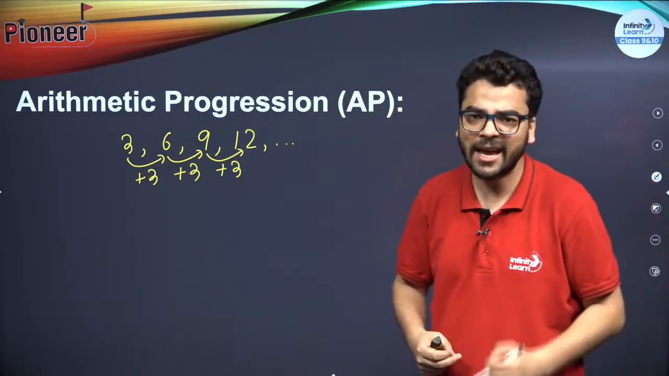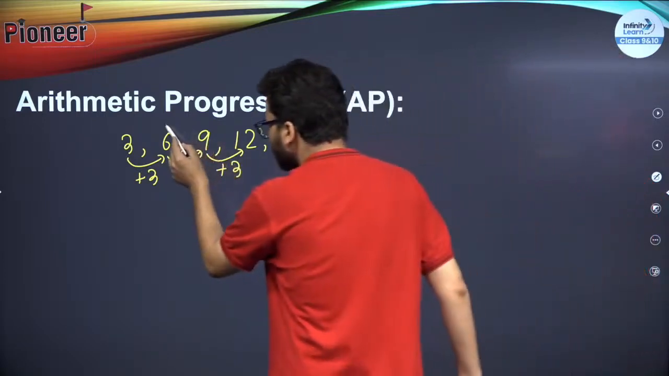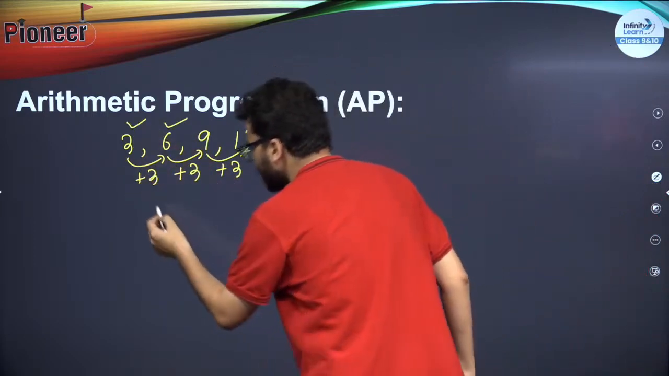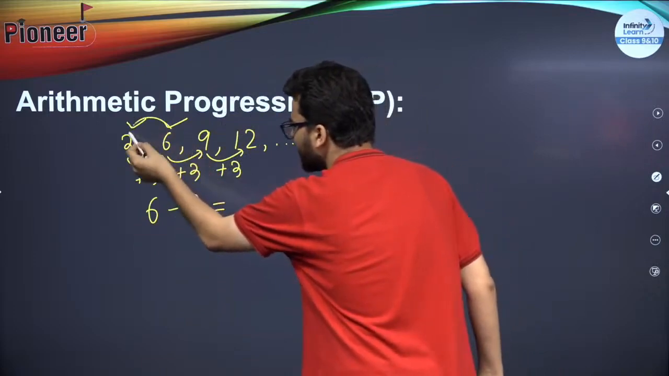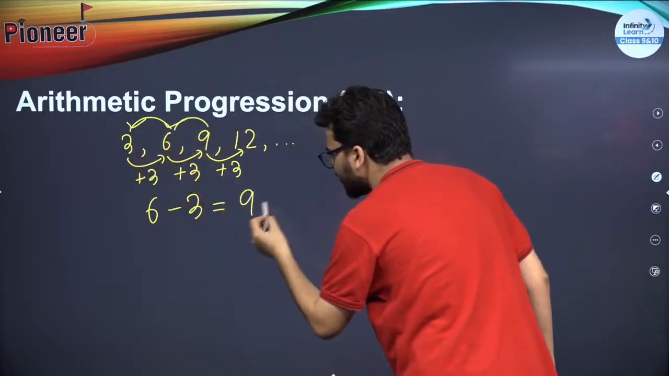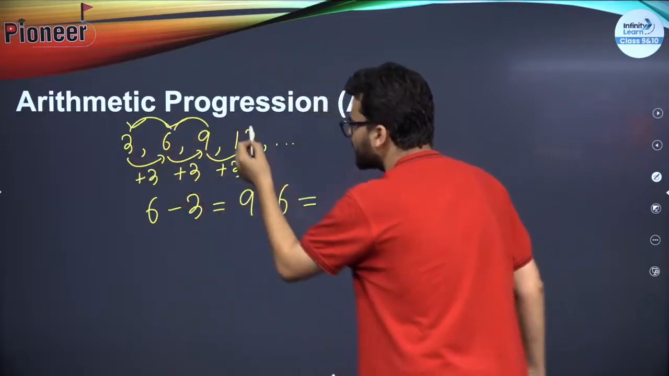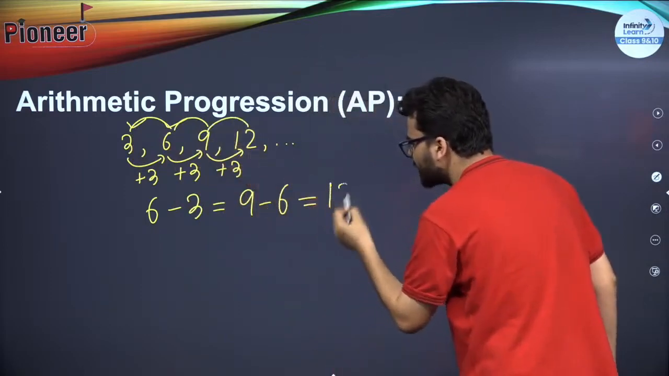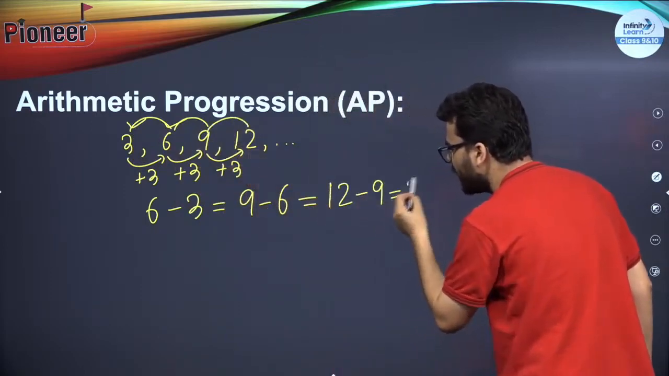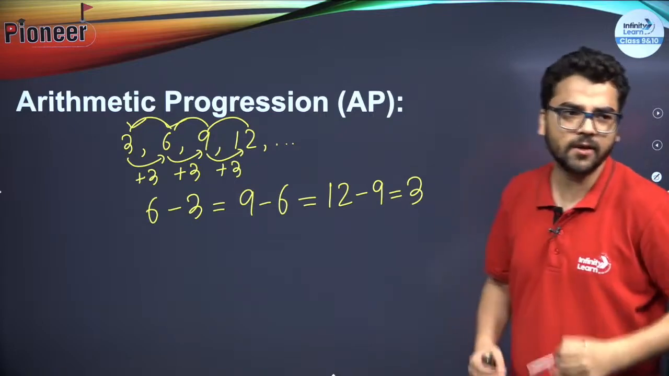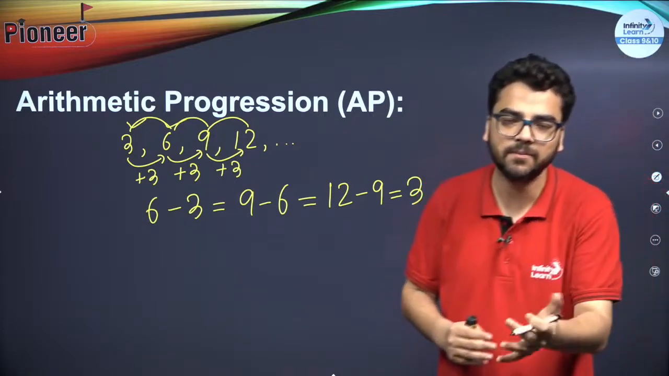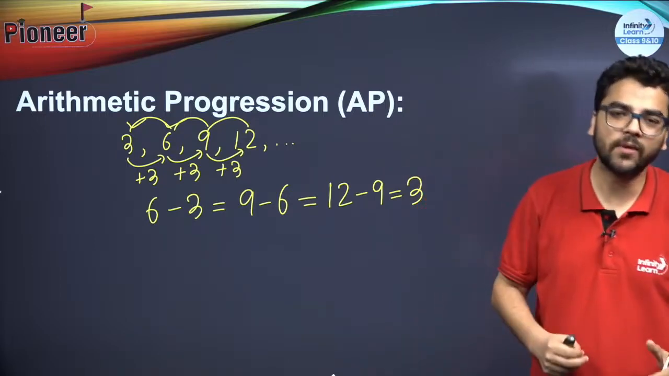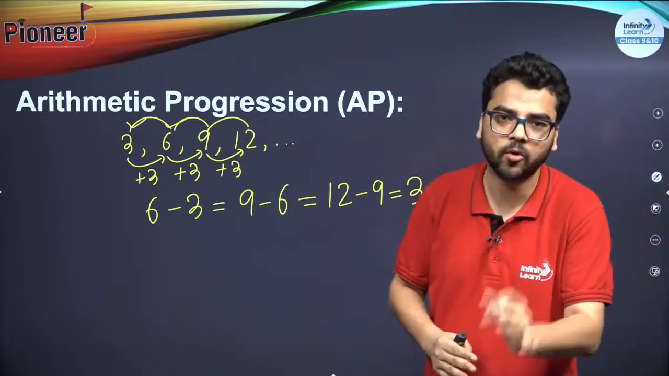Sequence of numbers in which the difference between a term and its previous term is same. You see? Difference between a term and its previous term: 6 minus 3, 9 minus 6, 12 minus 9, they are same. You got it? Sequence of numbers in which the difference between a term and its previous term is same. So that sequence of numbers is called arithmetic progression.